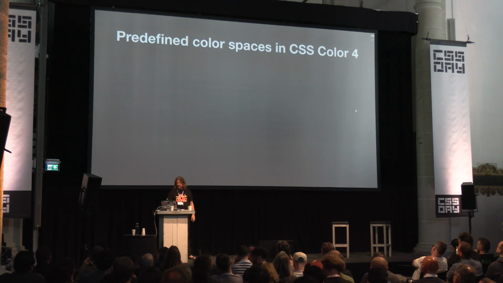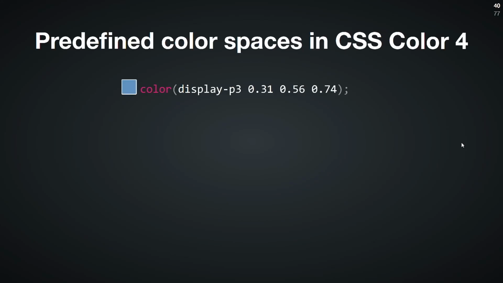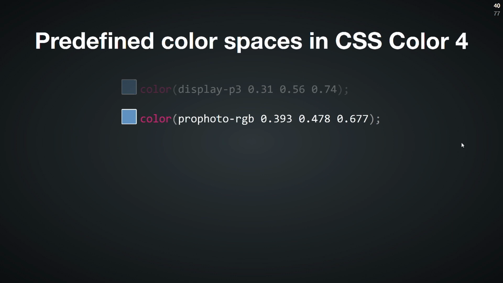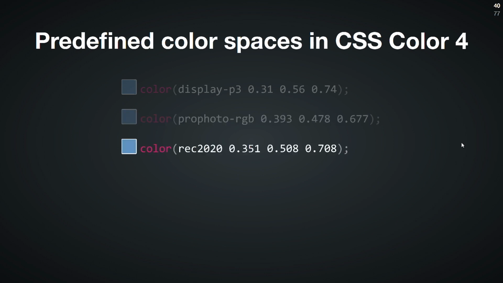So, predefined color spaces in color 4. Well, we've already mentioned P3. I already just mentioned ProPhoto. It tends to get used in some Adobe products and things like that. It's quite good for image manipulation. Rec 2020, I will also tell you about later. It's used for 4K and 8K televisions, and it's even wider gamut than display P3, and I'll talk about it later.